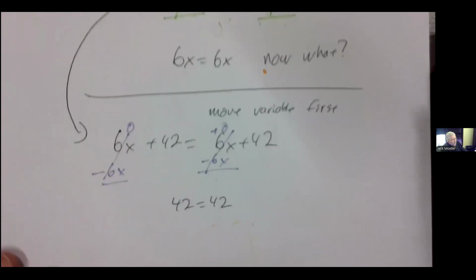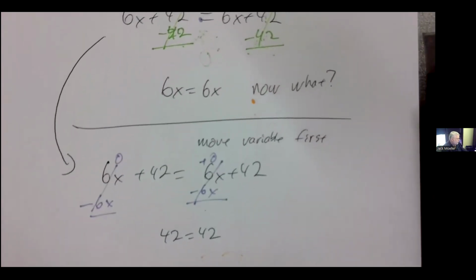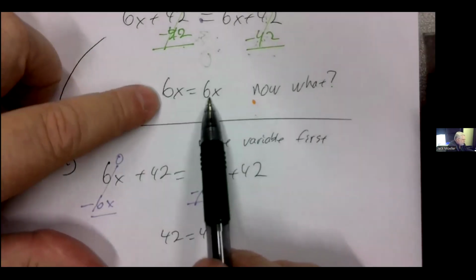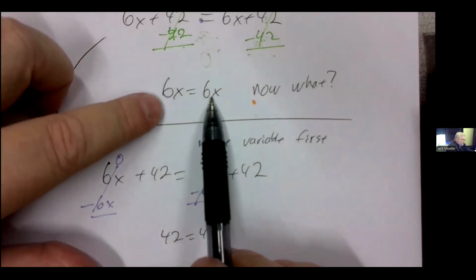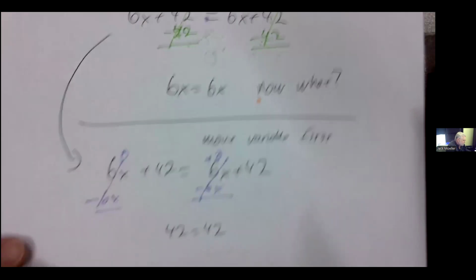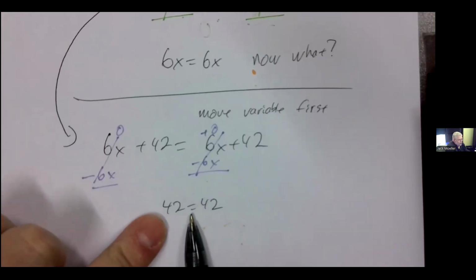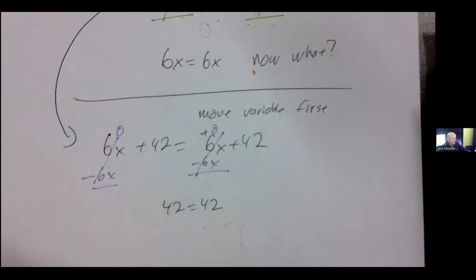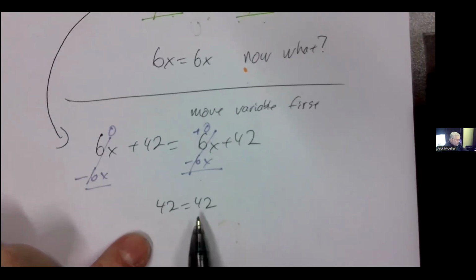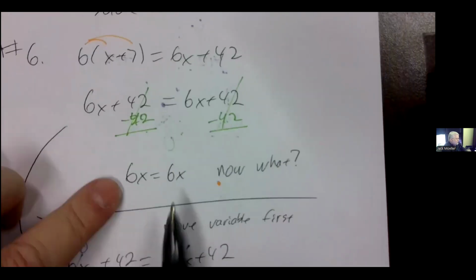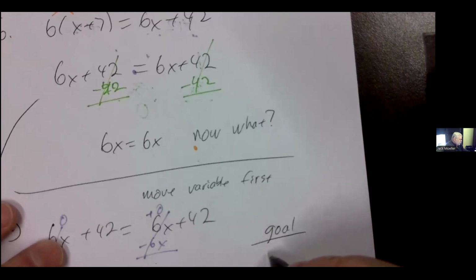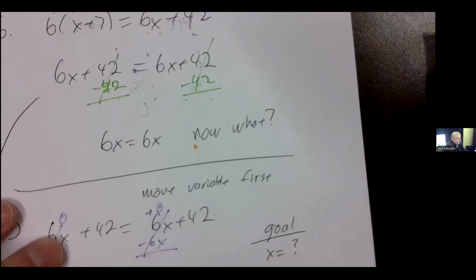Now we kind of get back to the same spot of, what now? My example would work out better if they had been different, but we'll still get the idea. So if we're down to here, there is no x, and remember our goal was to get x equals something. If we have no x, what does that mean? It doesn't mean the answer is 42. It doesn't say x is 42. It says 42 equals 42. Or here it says 6x equals 6x. So how do we reach that goal of x equals something?